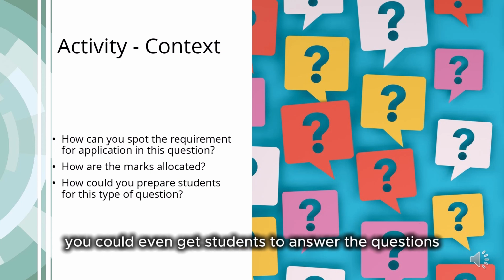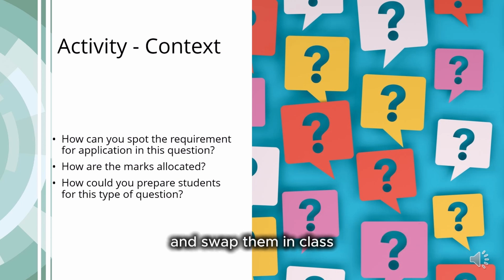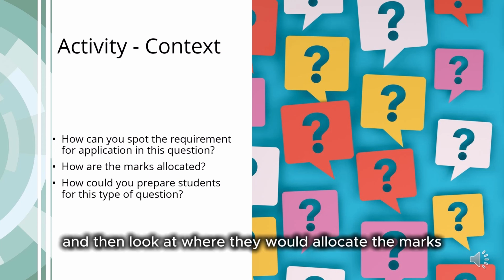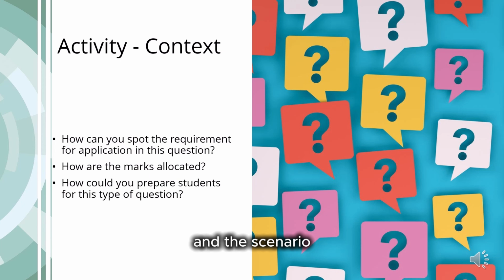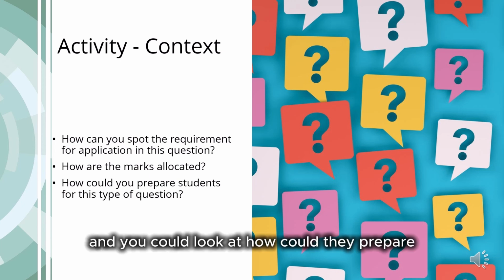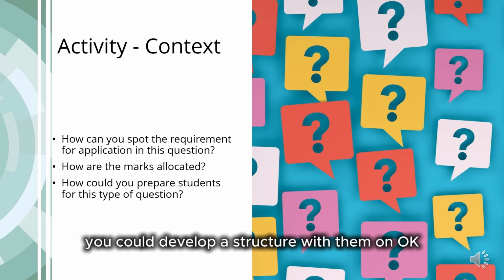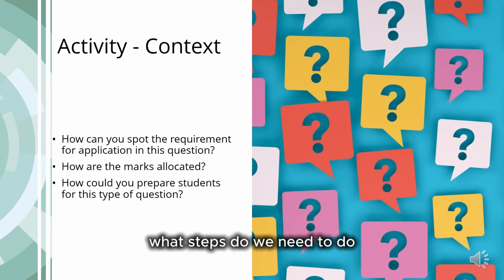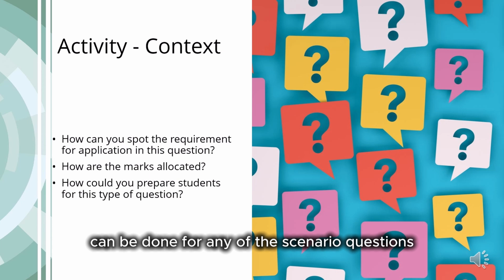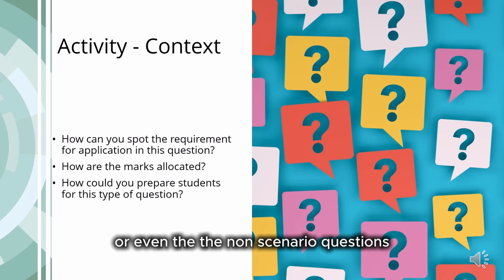You could even get students to answer the questions and swap them in class, and then look at where they would allocate the marks based on the mark scheme and the scenario. And you could look at how could they prepare it, so they could actually write a structure. You could develop a structure with them on, okay, what steps do we need to do? What do we need to include? And it can be done for any of the scenario questions or even the non-scenario questions. What do we need to do? How can we do it?